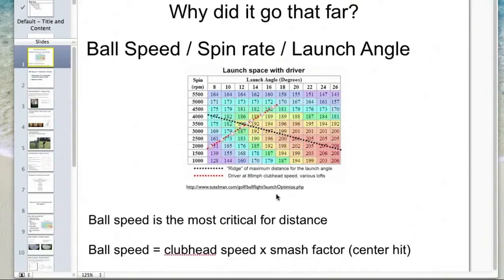On the opposite end, if you have a very good smash factor, the only way you're going to get more distance is by improving your launch, improving your spin rate, or getting that club head speed up. And all of those are definitely possible.